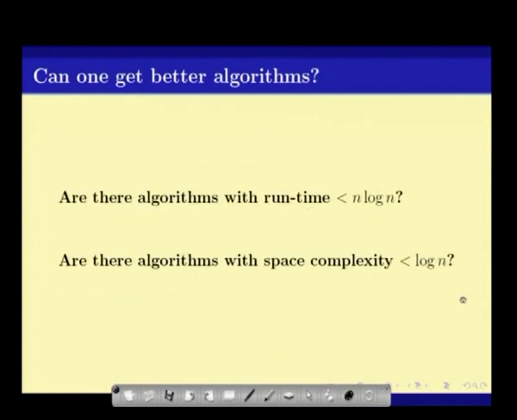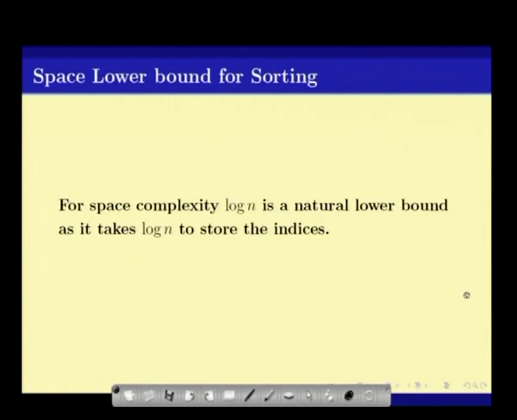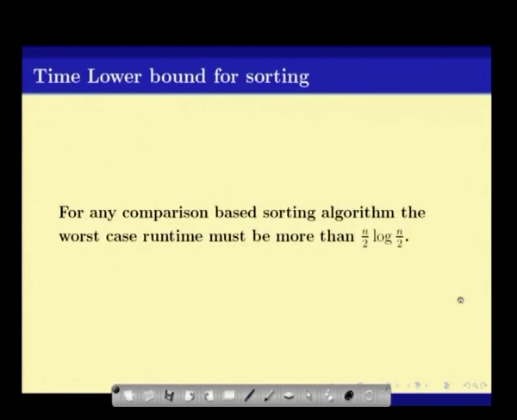We also saw in the last class that when one asked whether one can get an algorithm whose runtime is better than n log n or whose space complexity is better than log n, the answer is no. In fact, the space complexity has a lower bound of log n for comparison sort, and the time complexity for any comparison based sorting algorithm must be more than n over 2 log n over 2. So, these are all for comparison based algorithms, and the lower bound went through the decision tree model.